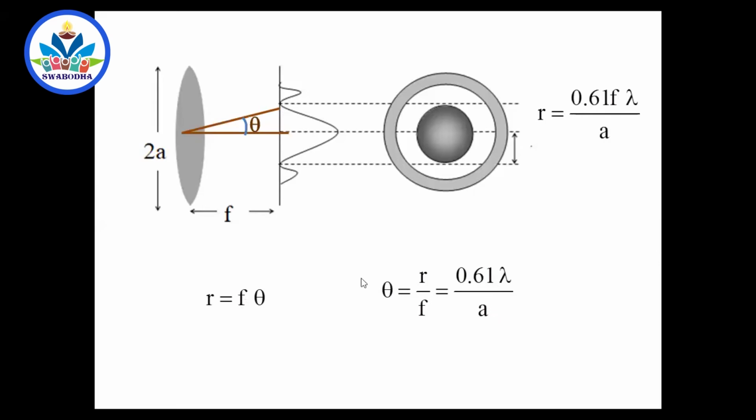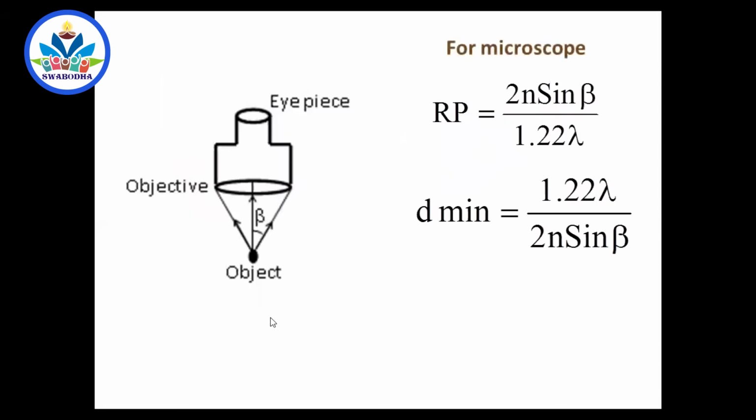Now, this formula is very much required, because this is the minimum condition for observing two closely lying objects as separate objects for a microscope. Now, we are coming to the very important part of the syllabus. As far as the exam is concerned, this formula is very important. Now, for a microscope, what are the things you have?